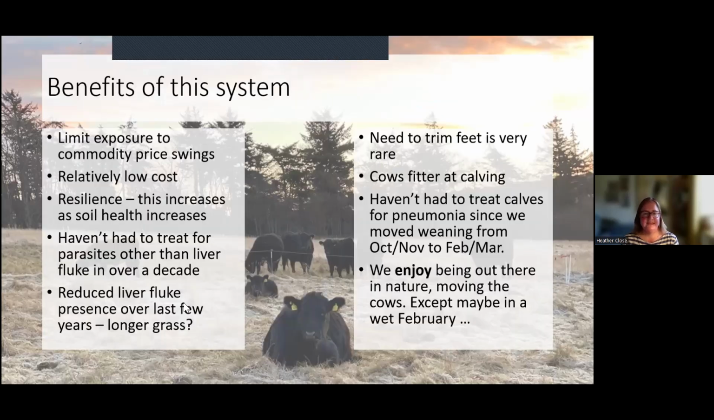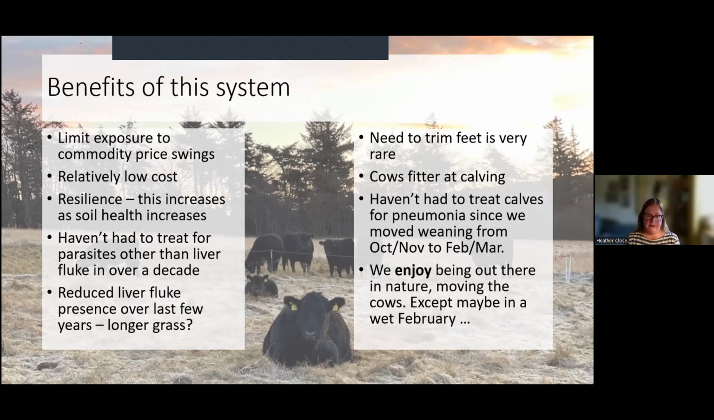So the benefits to us, so it's less exposure to commodity price swings. We don't have to worry about fertilizer or feed costs varying over the year or the decade. It's relatively low cost. Labour is obviously the highest one. Resilient, it provides a bit of a buffer. Like the grazing outside and the building up the soil health builds a bit of a buffer with the weather. And lots of options in what you can do and how you can manage the herd over the year.